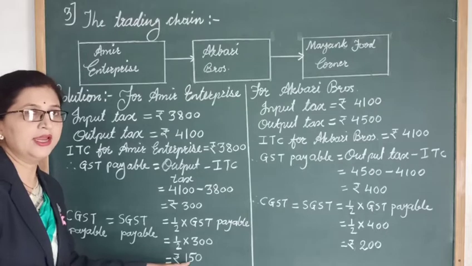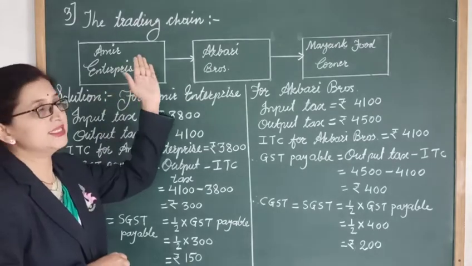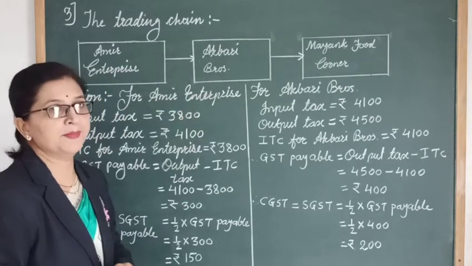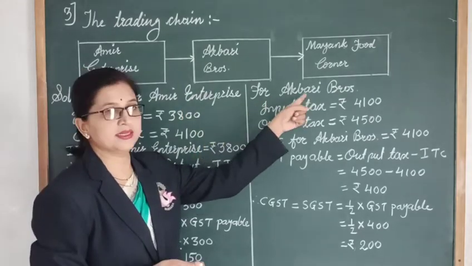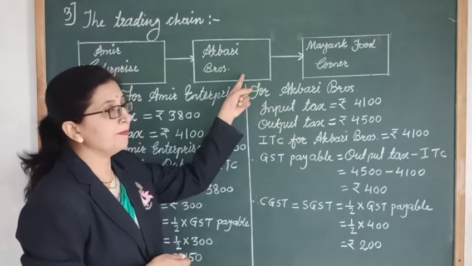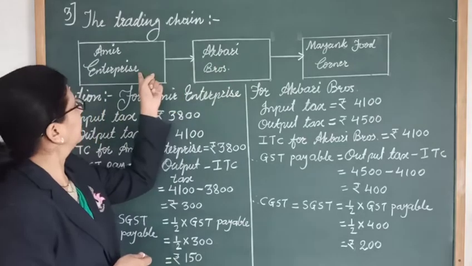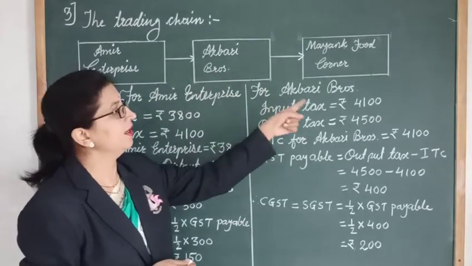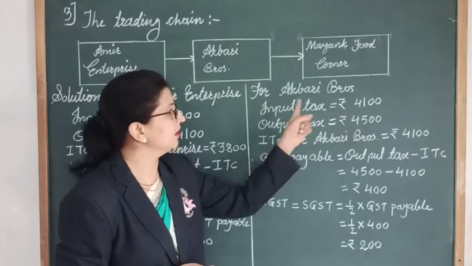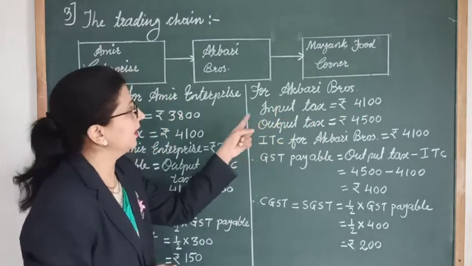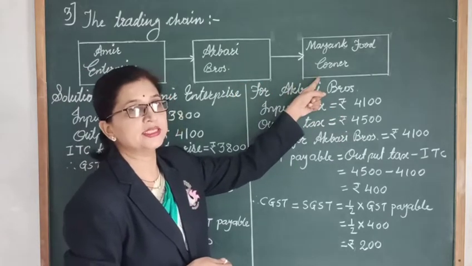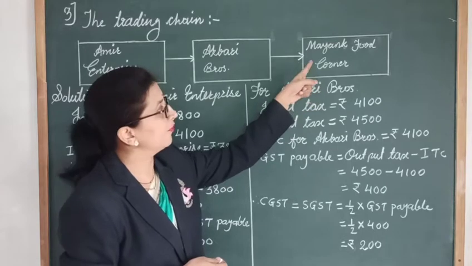Okay. Now let's find out the GST payable by the next trader, that is Akbari Brothers. So for Akbari Brothers, what is the input tax? At the time of purchasing the bottles from Amir Enterprise, he paid 4,100 rupees. Okay, so that is the input tax. And he collects 4,500 rupees at the time of selling to Mayang Food Corner.